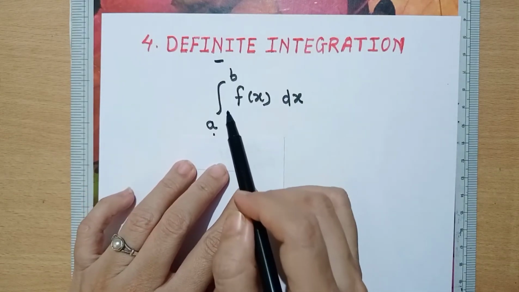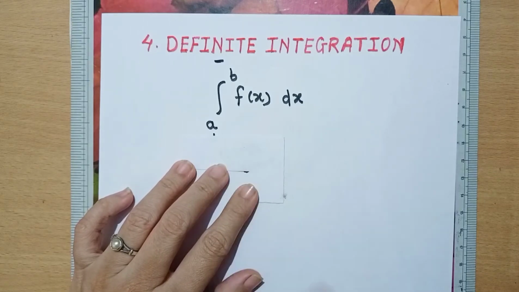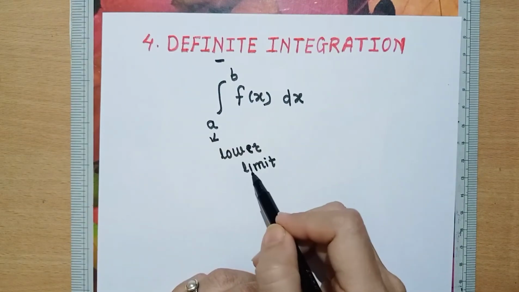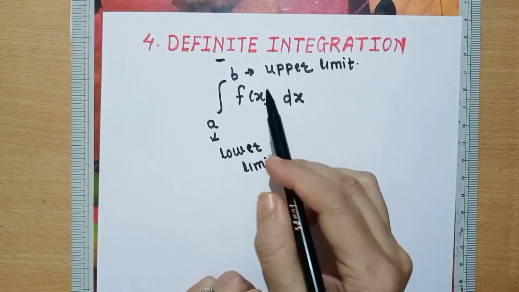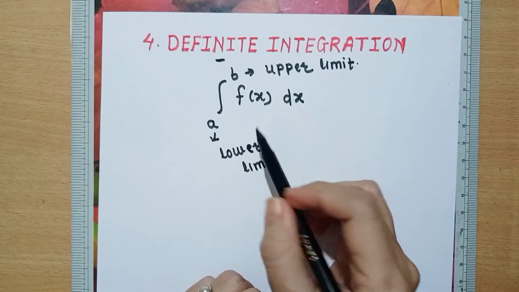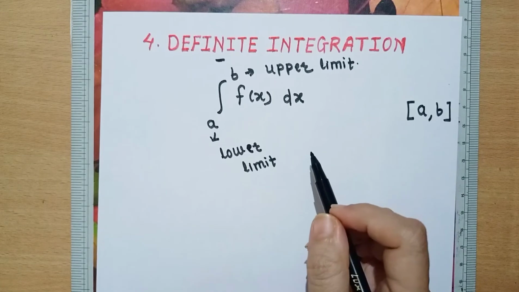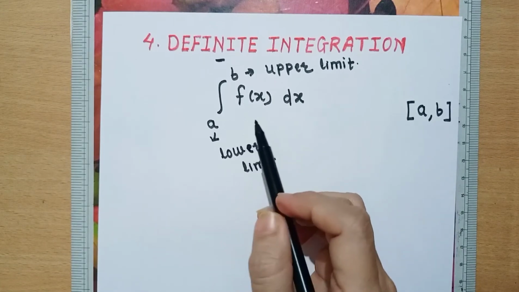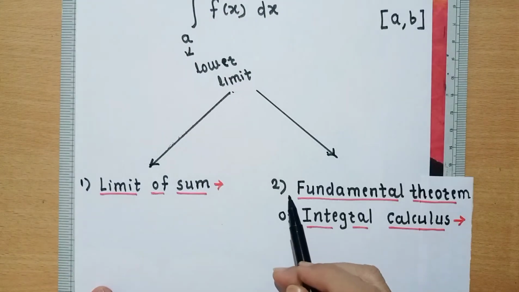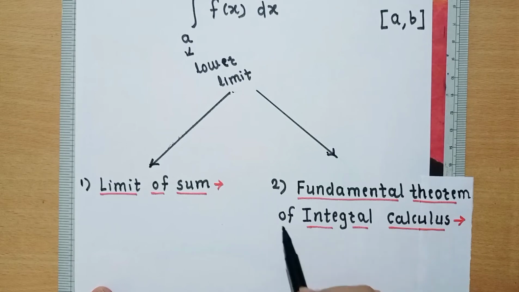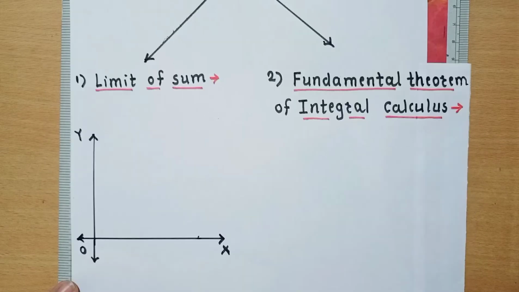Definite integration is denoted by this integration a to b f(x) dx, where this a is called the lower limit and this b is called the upper limit. You can understand this f(x) is a curve which is continuous in the closed interval [a, b]. To find the definite integration, there are two methods. First method is limit of sum and second method is fundamental theorem of integral calculus. So first, check what is the limit of sum method.